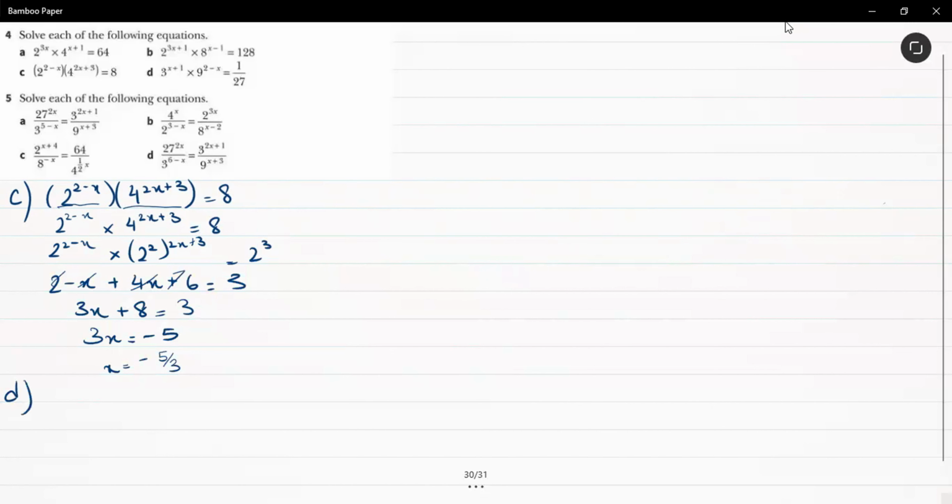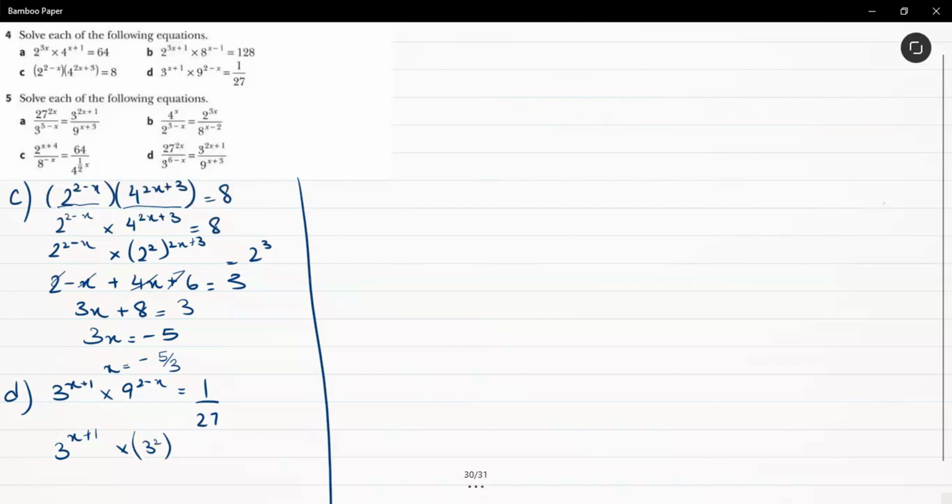For part D, we have 3 raised to the power x plus 1 multiplied by 9 raised to the power 2 minus x is equal to 1 over 27. Again, what's the most basic value we are going to get here? As you can guess, it's 3. So 3 raised to the power x plus 1 multiplied by 3 squared raised to the power 2 minus x is equal to 1 over 3 cubed.